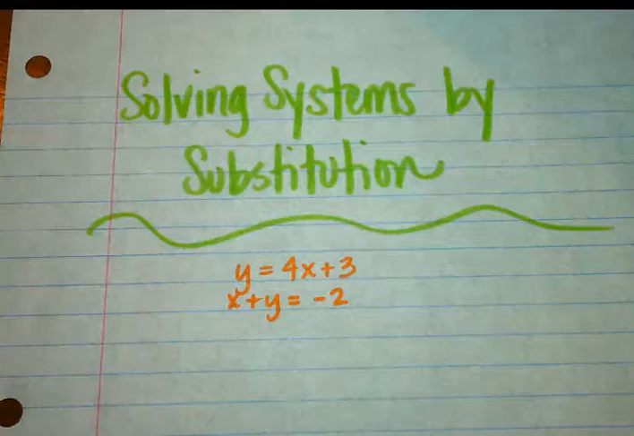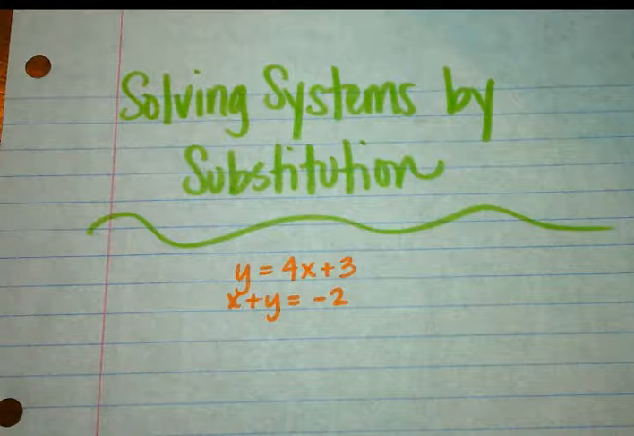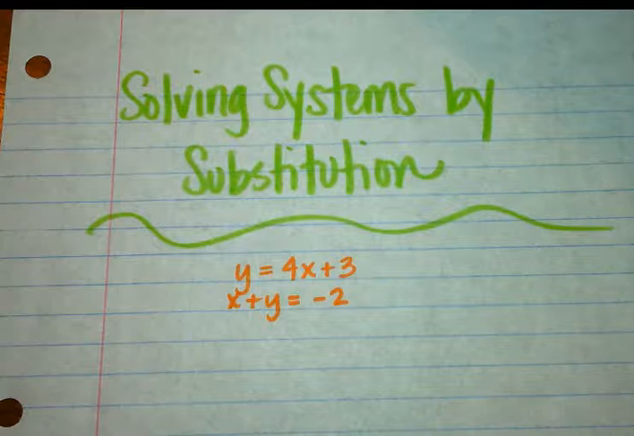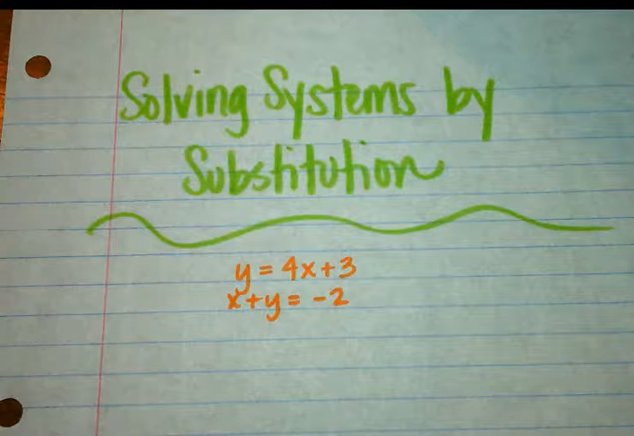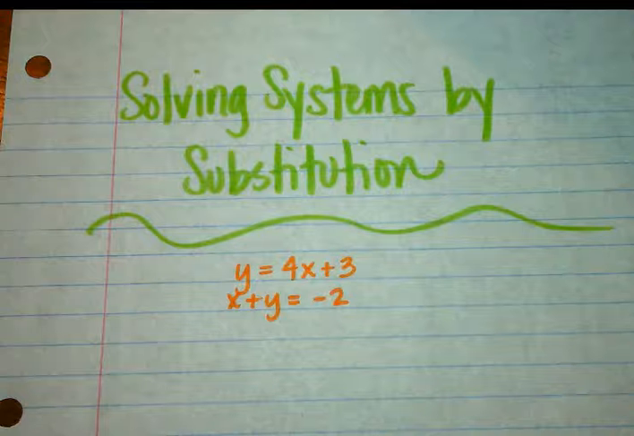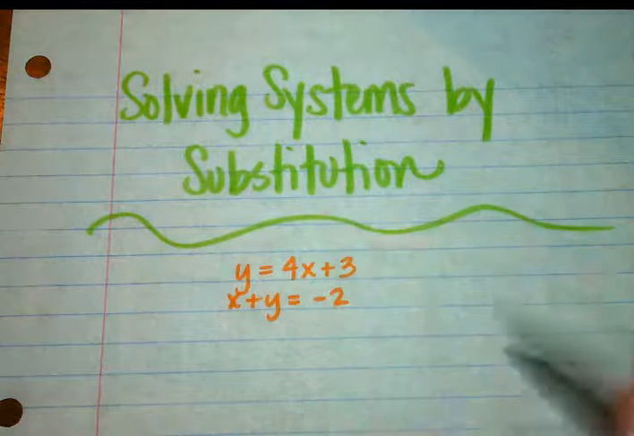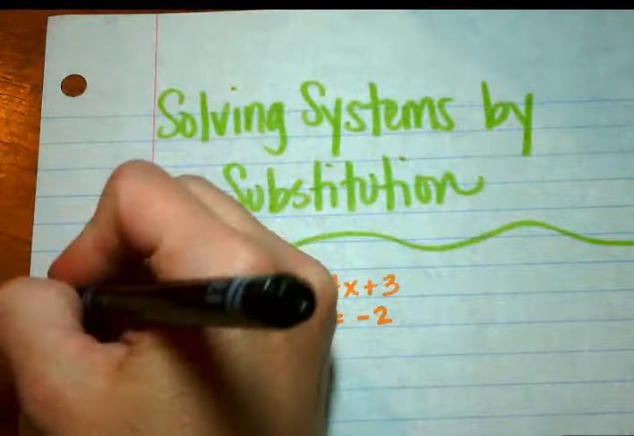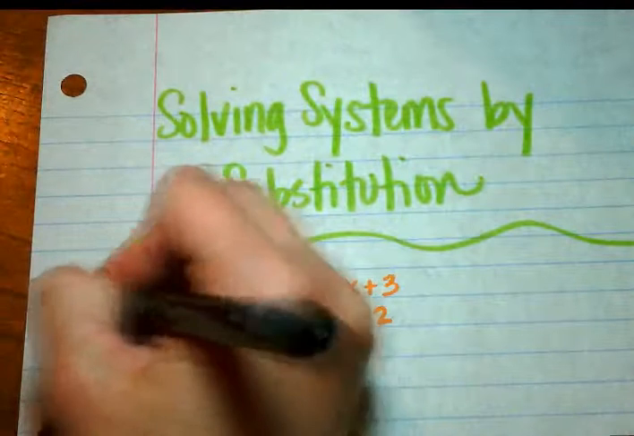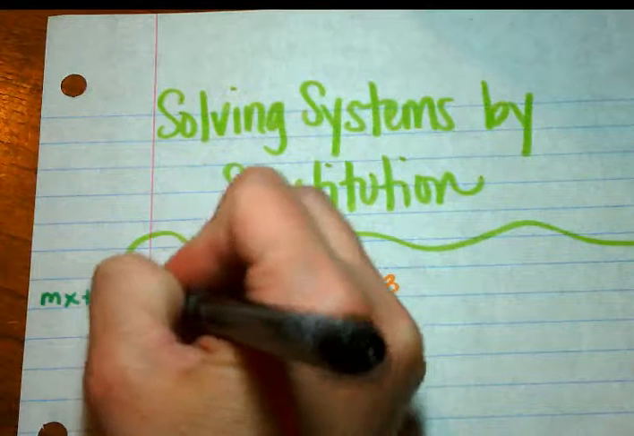All right, I'm going to review solving systems of equations by substitution. If you had me, I taught you two different ways to do this. One is what we called mx plus b equals mx plus b, and the other way is what I like to call clouds and rainbows. So first, we'll do this one with mx plus b equals mx plus b.